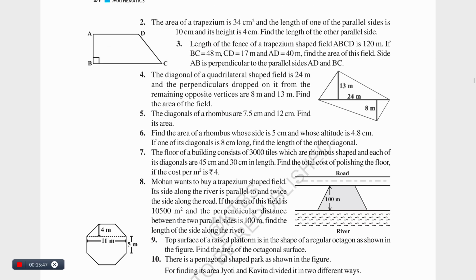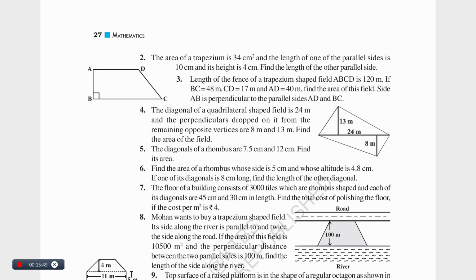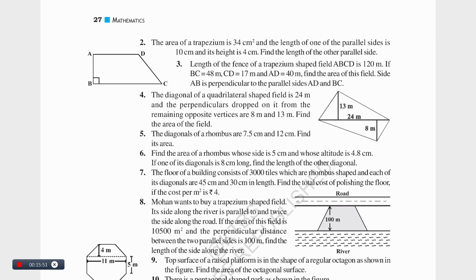Next is fourth one. The diagonal of a quadrilateral shaped field is 24 meter and the perpendiculars dropped on it from the remaining opposite vertices are 8 meter and 13 meter. Find the area of the field. They are given here the quadrilateral shaped field and the diagonal is given, and let us do it.